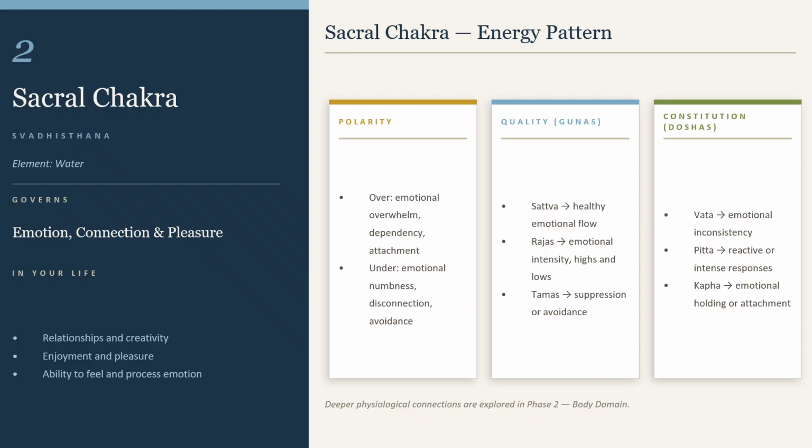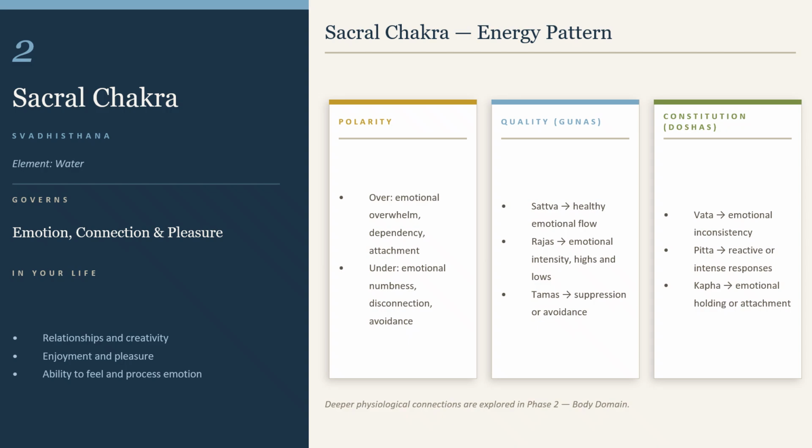The sacral chakra is located in your lower abdomen and is anchored by the reproductive organs and hips. The parts of the body it is associated with are the reproductive and urinary systems. It governs emotion, connection, creativity, and pleasure. It is how you experience and relate to others and to life itself.